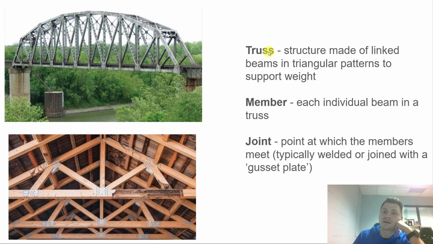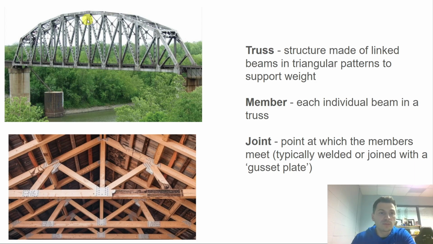And so some vocab here. We're just going to call a truss a structure made up of linked beams in triangular patterns to support weight. Like we said, most common ones we see large scale are bridges and roofs, but as you start looking around, you'll see lots of things supported in interlocked triangles because triangles are the most rigid shape.